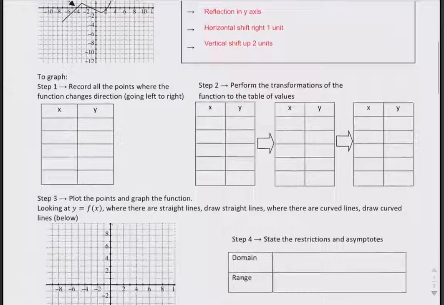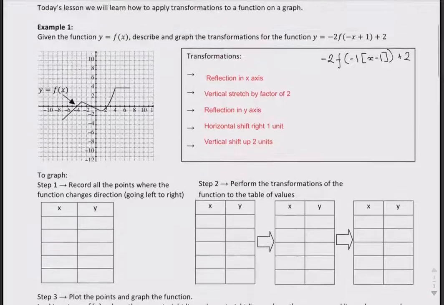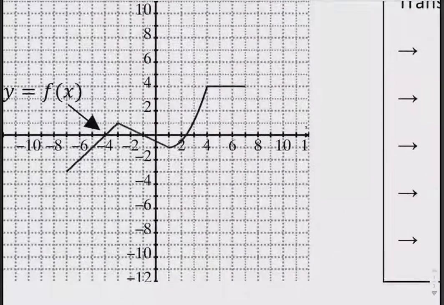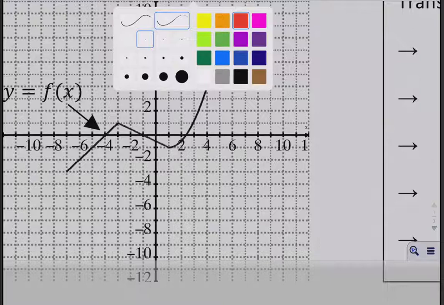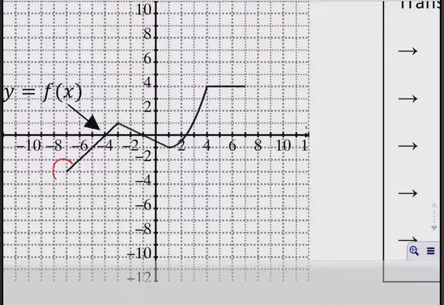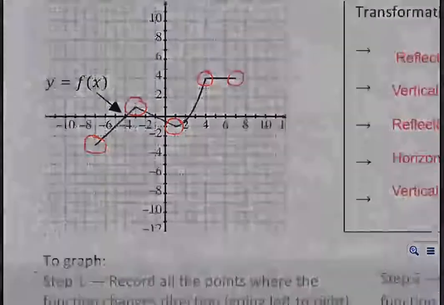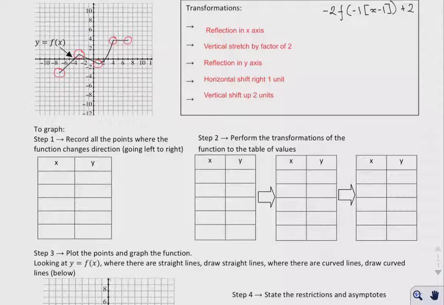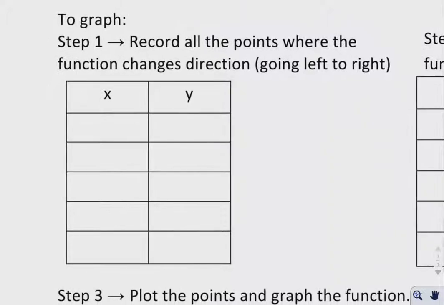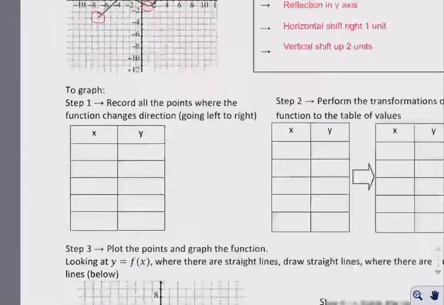Let's begin now by recording the points where the function changes from left to right. So what do I mean by that? Well, let's take a look at our graph here. And in red, I'm going to circle the points I'm referring to. These points here are where the function changes. So let's begin by plotting our points here, listing them in our table of values. So the circled ones represent the points that I'm going to graph.